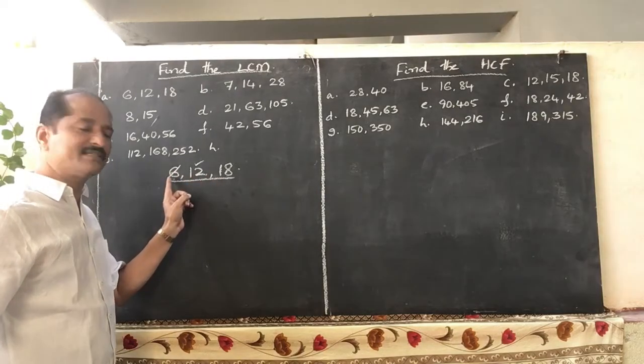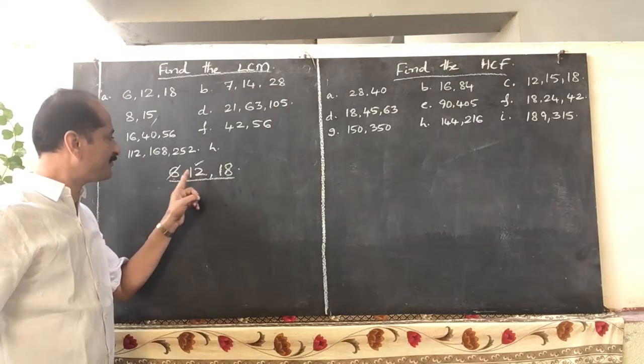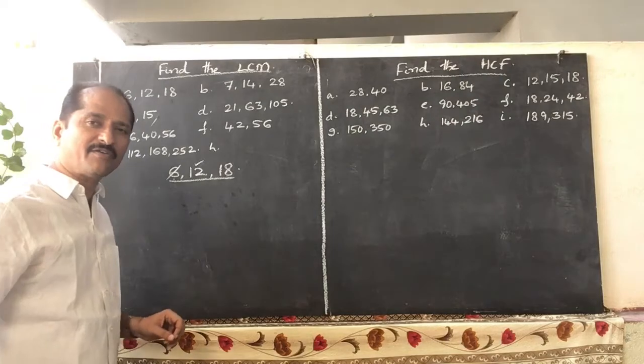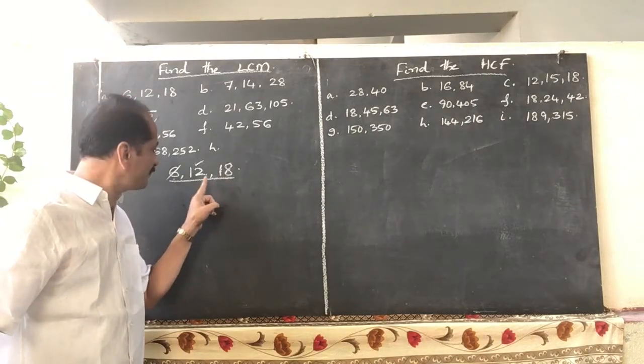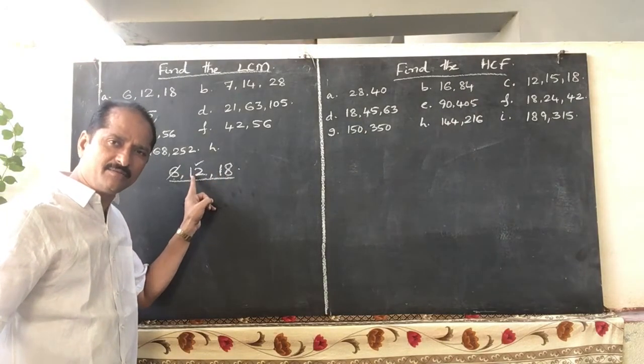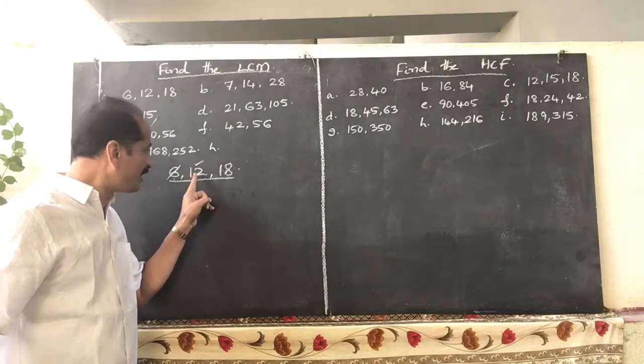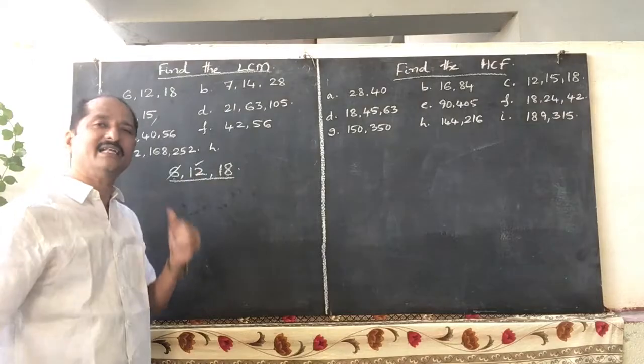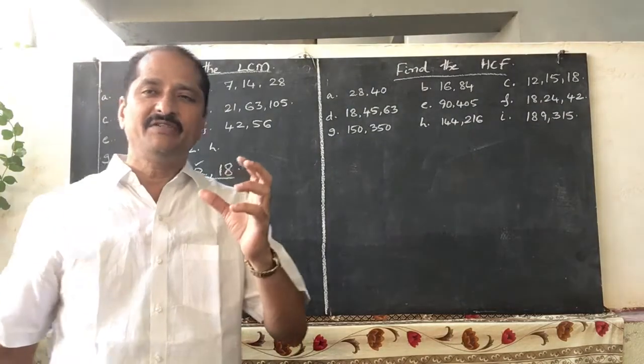So the LCM of 6, 12 and 18 is, just remove the 6. Why? Because the LCM of 6 and 12 is 12. Now find the LCM of 12 and 18. Is 18 a multiple of 12, or is 12 a factor of 18? No. So find the LCM of these two numbers using the division method.